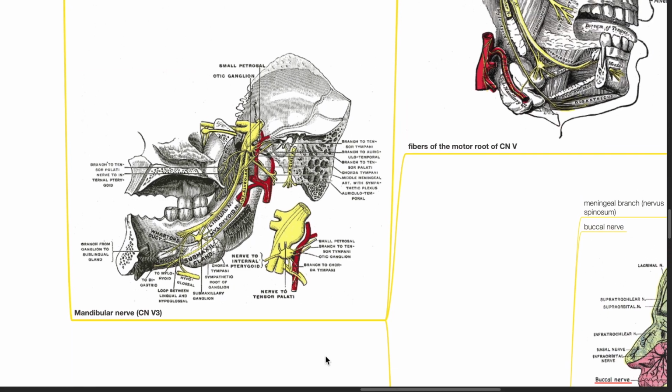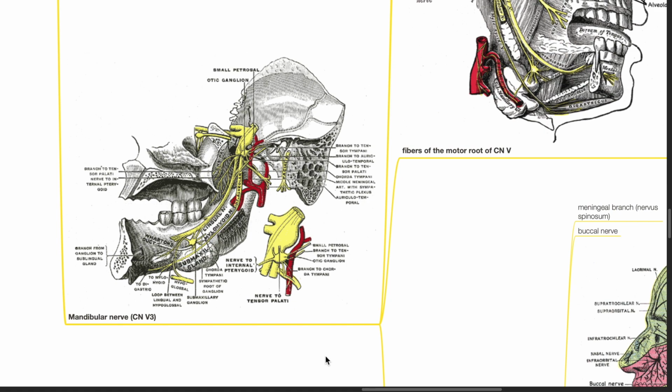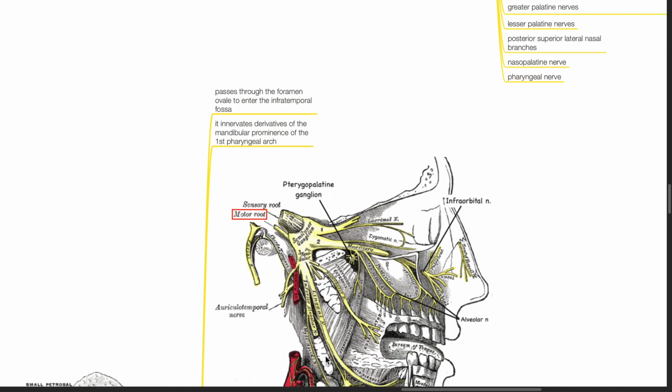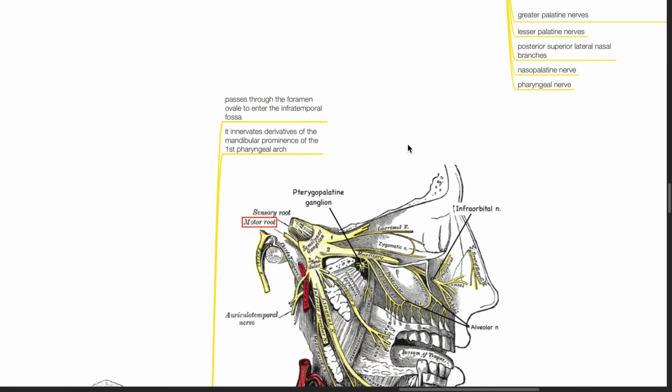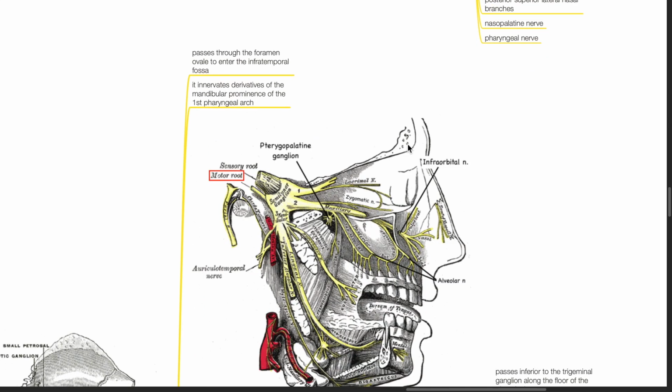Next, we move on to the mandibular division, cranial nerve V3. The mandibular nerve passes through the foramen ovale to enter the infratemporal fossa. It innervates derivatives of the mandibular prominence of the first pharyngeal arch.